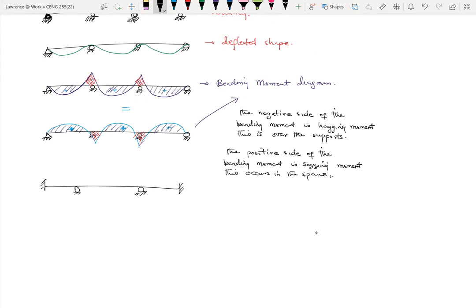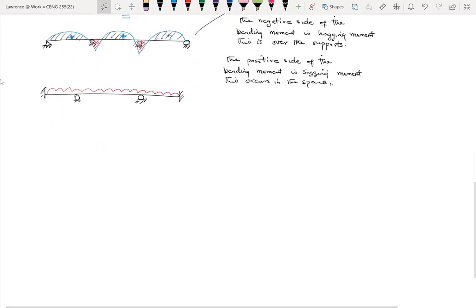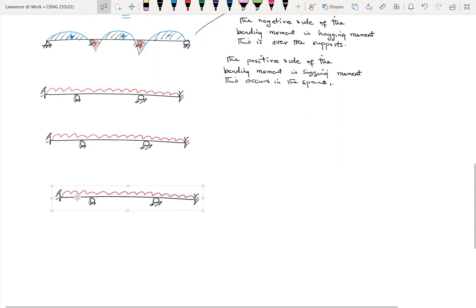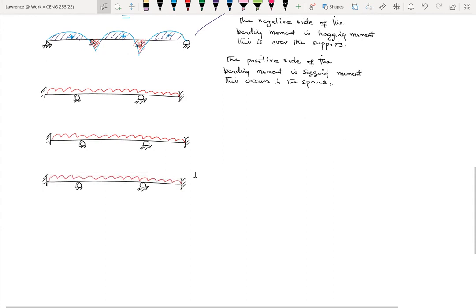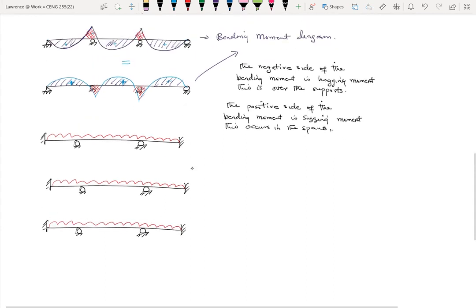So let's say there's a loading on it, a UDL. Let me just copy these things so that I don't have to draw them every time I'm doing these. Okay, great.